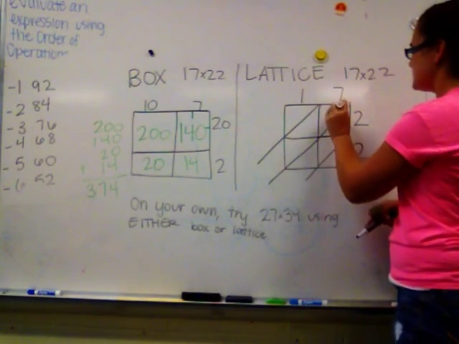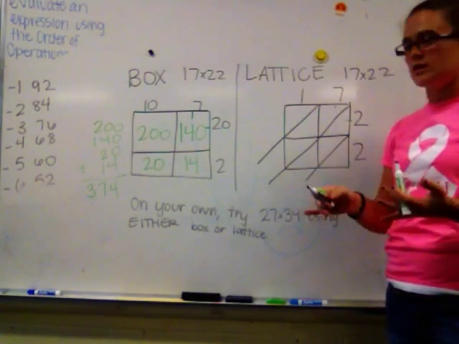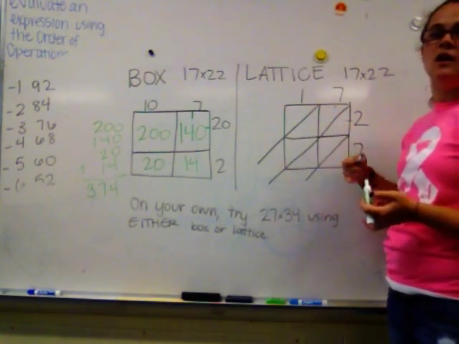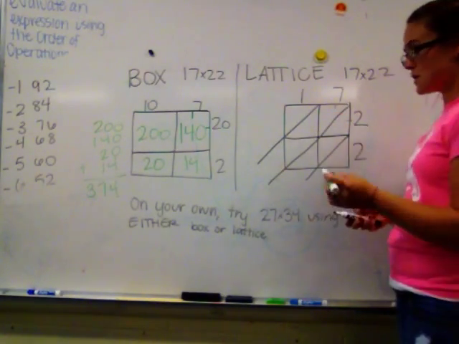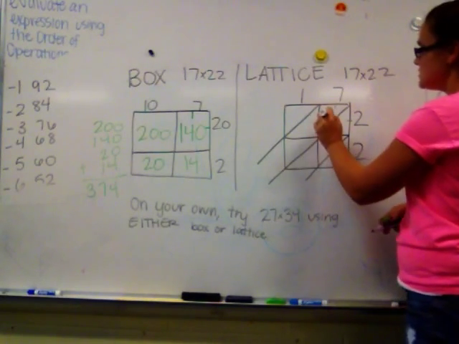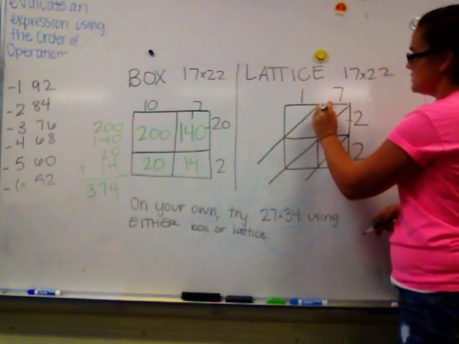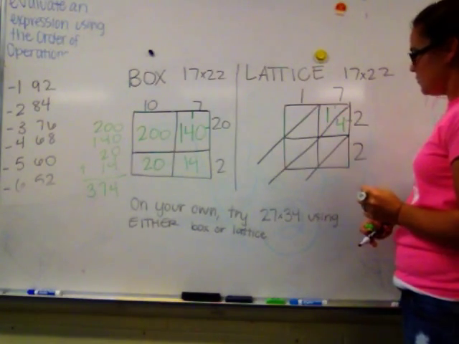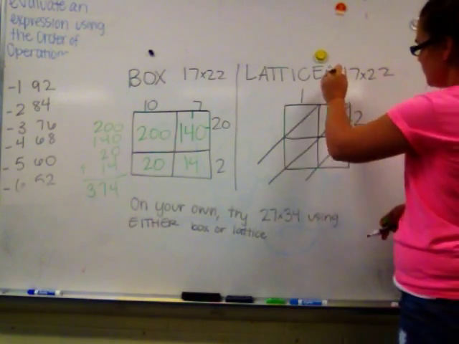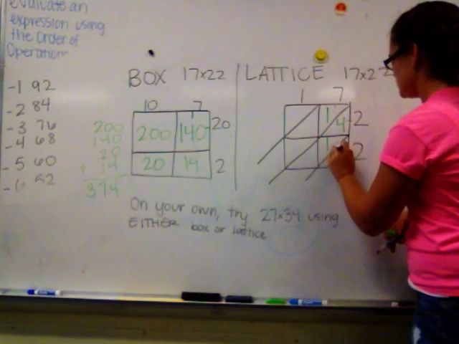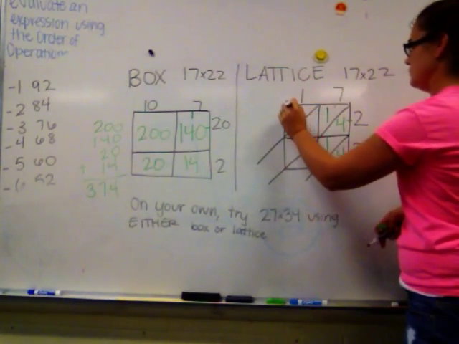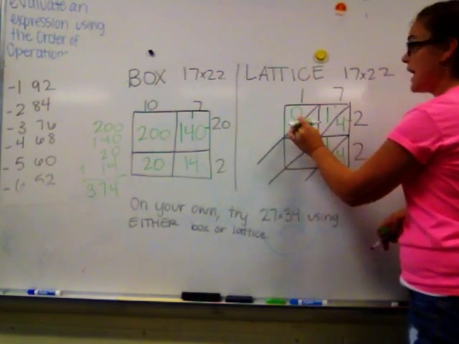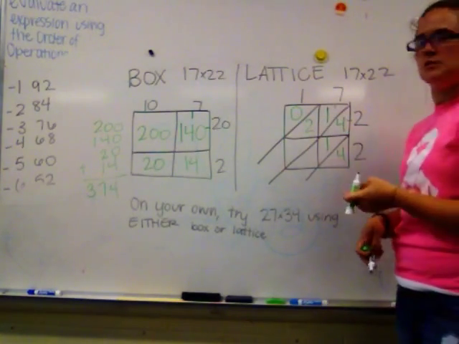So if I've got 7 and 2, those are going to meet in this box right here. And I know 7 times 2 is 14, so my tens digit goes in the top triangle, and my ones digit in the bottom triangle. And then I'm going to fill in the rest of my squares. If I don't have a tens digit, I just put a 0 there.